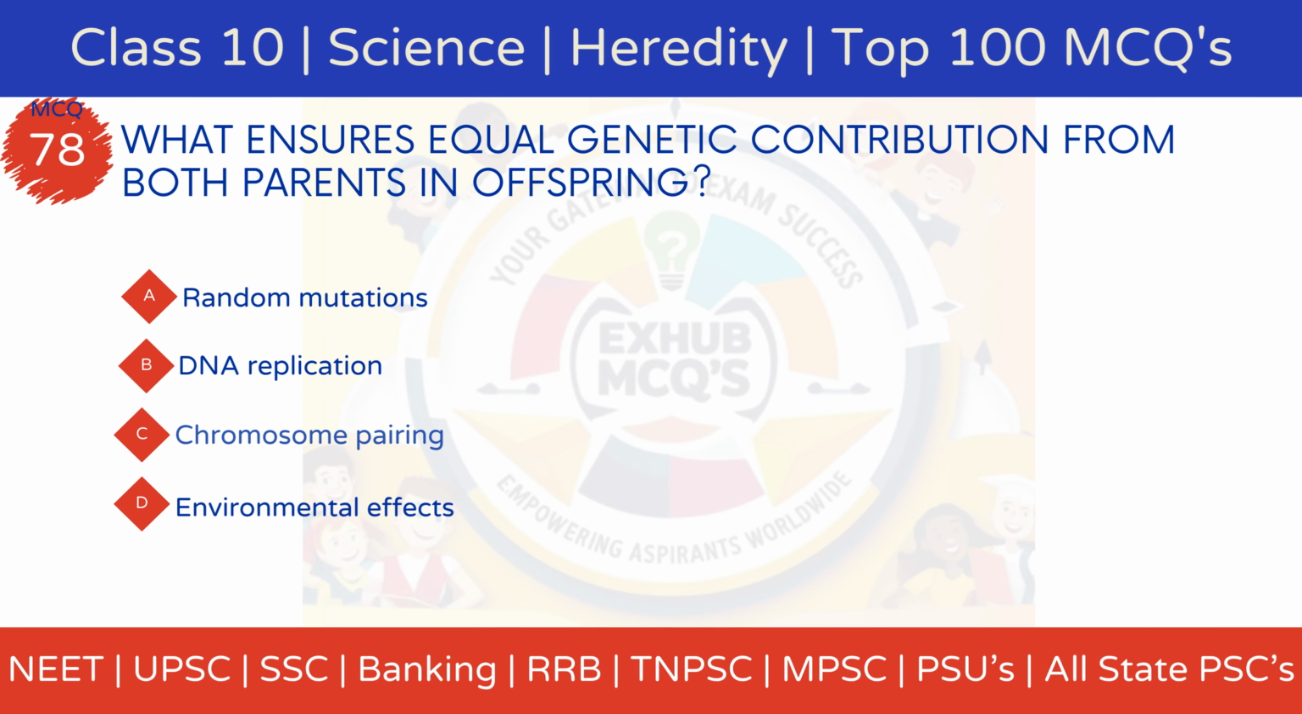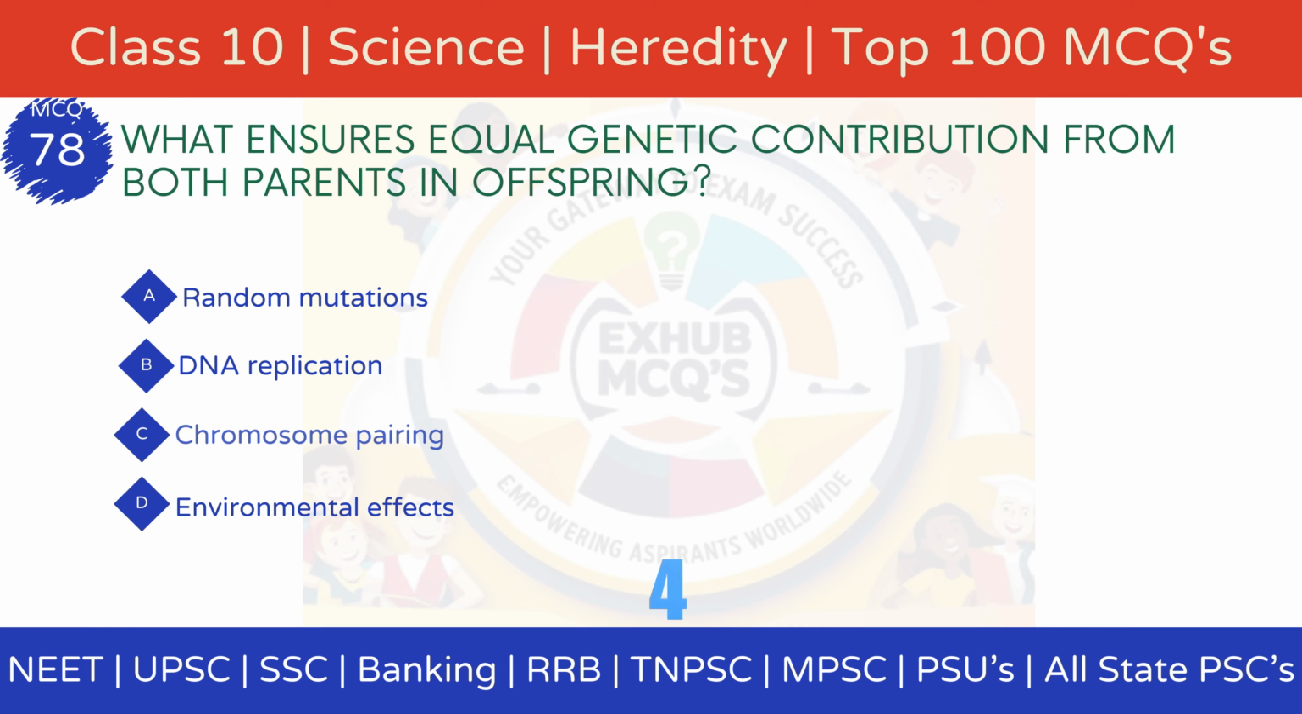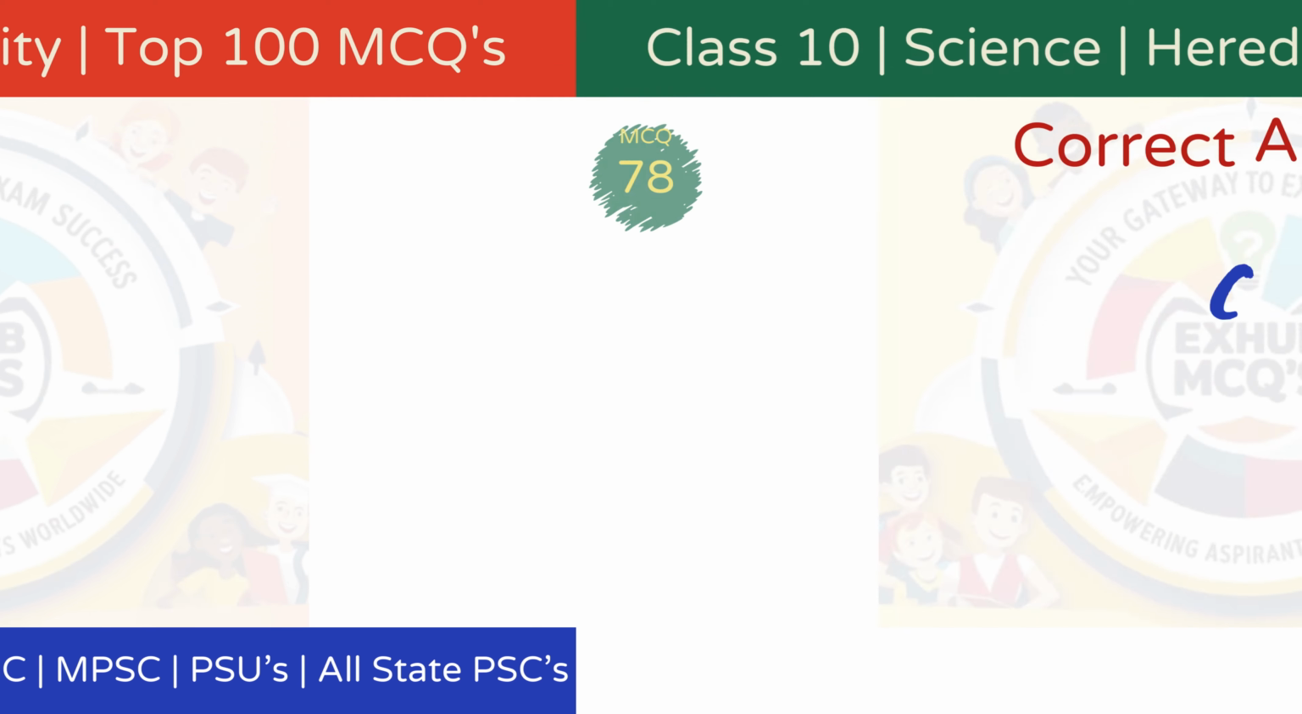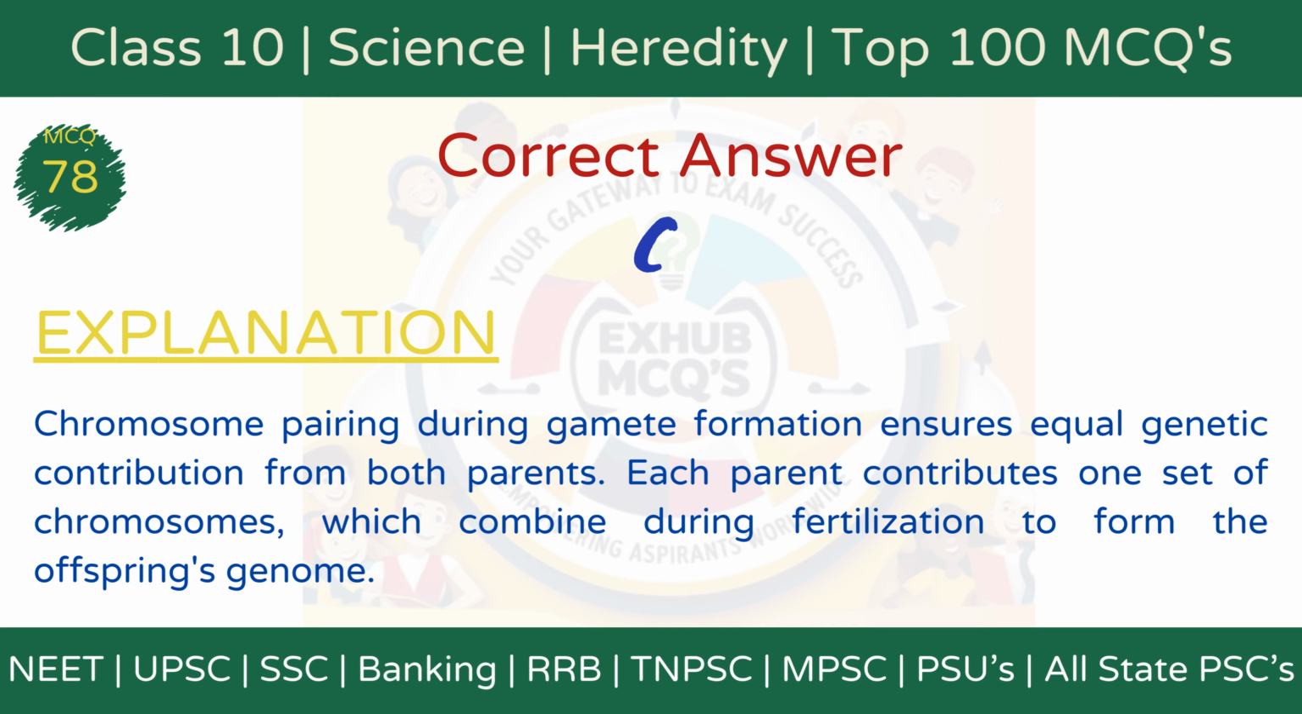MCQ 78. What ensures equal genetic contribution from both parents to offspring? Option A, random mutations. Option B, DNA replication. Option C, chromosome pairing. Option D, environmental effects. The correct answer is option C. Chromosome pairing. Explanation. Chromosome pairing during gamete formation ensures equal genetic contribution from both parents.